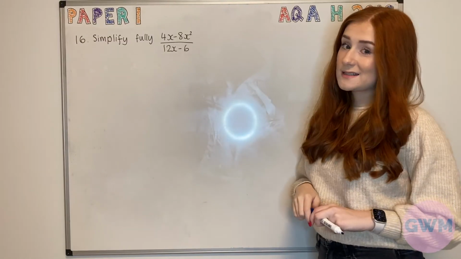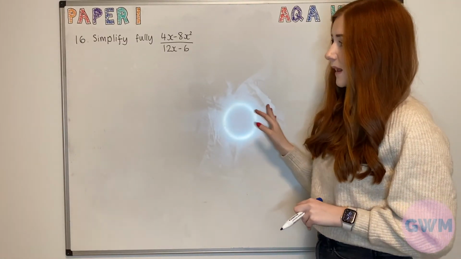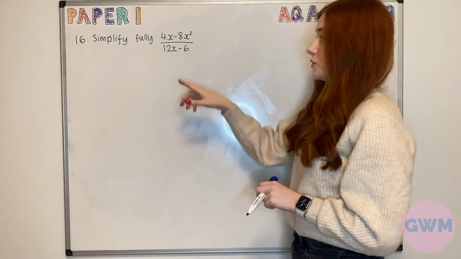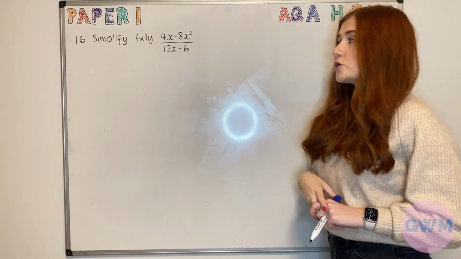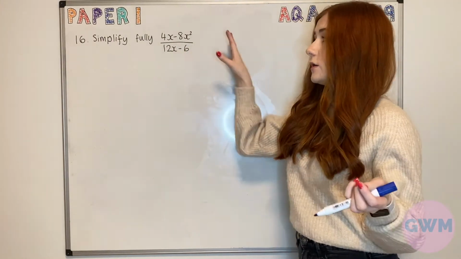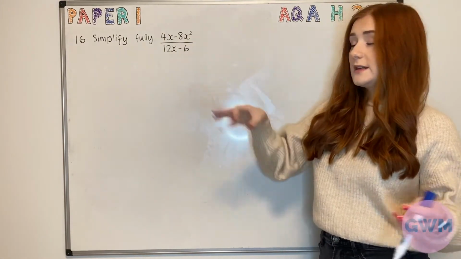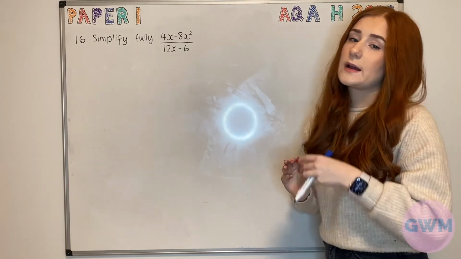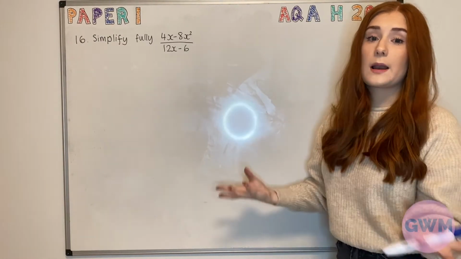We're on to question 16 now, so we're getting there with this paper. It wants us to simplify fully (4x minus 8x squared) over (12x minus 6). By simplify fully, that means it wants us to take out everything that's a multiple of all of these, pull that outside a bracket, and we want the bracket in the most standard form we can. So we can't remove anything else from that bracket. It is as simple as it gets.